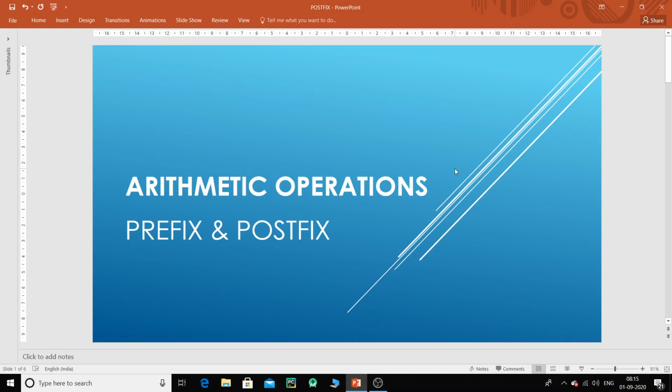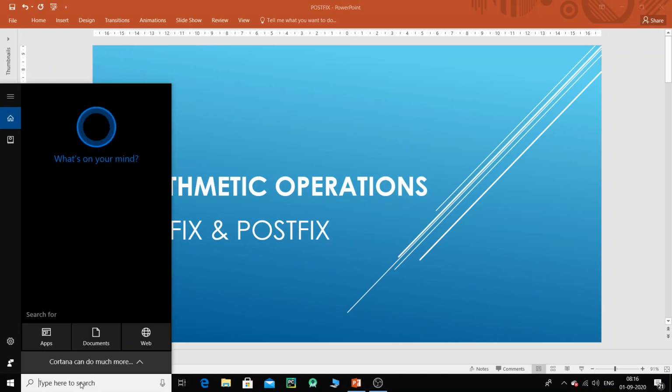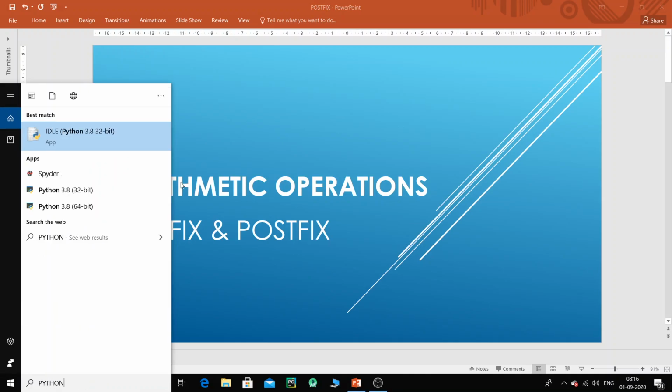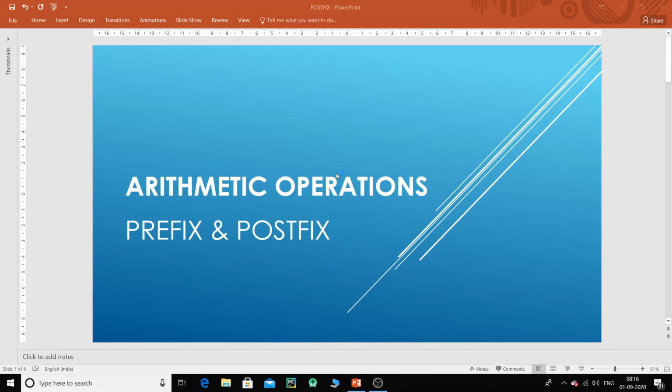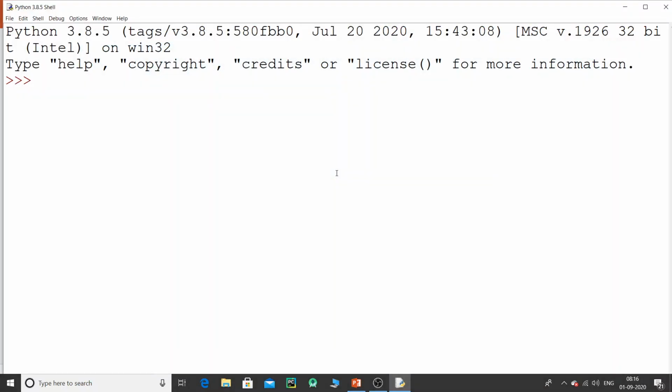Now please understand that our computer solves an arithmetic expression, and our computer basically understands only binary language. So to make my point clear to you, we need to understand. Let us go to Python first, and we need to understand how a string, that is an arithmetic expression, will be solved by the computer.